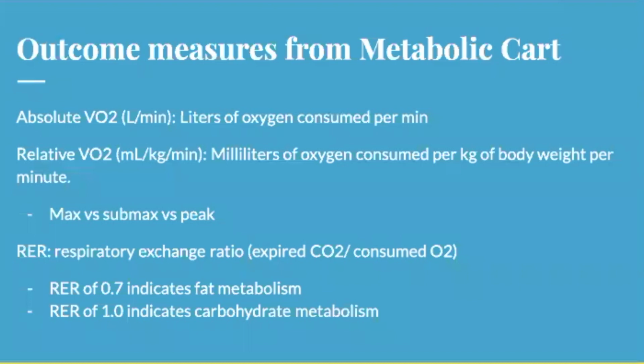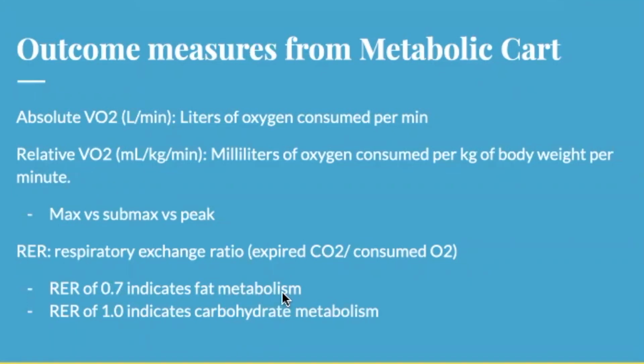So the other variable that you can get from the metabolic cart is RER, or respiratory exchange ratio. So this is the ratio of expired CO2 over consumed oxygen. So how that ratio changes is a good indicator of what fuel source you're using during that time. So RER ranges from about 0.7 to about 1.0, where an RER of 0.7 indicates almost exclusively fat metabolism.